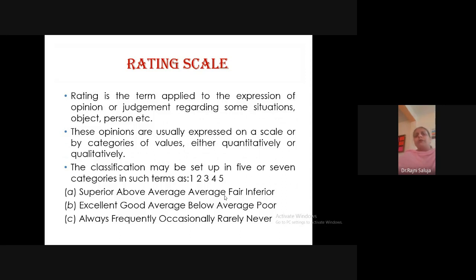I hope all of you are well versed with the terms qualitative and quantitative. Quantitative means that numerical expressions are being given, and qualitative is when there are no numerical expressions and we are just talking about the attributes. Now the classification may be done in a set of 5 or 7 categories, like 1, 2, 3, 4, 5. For example, you are talking about the 5 category scale, that is 1, 2, 3, 4, 5.